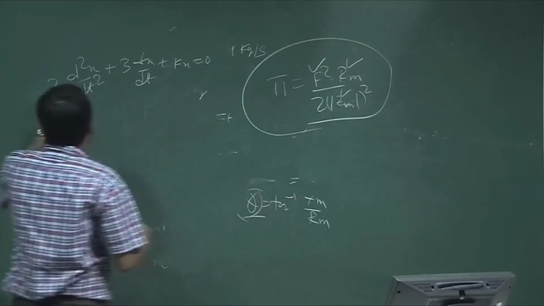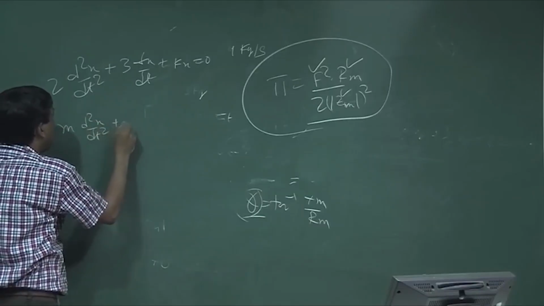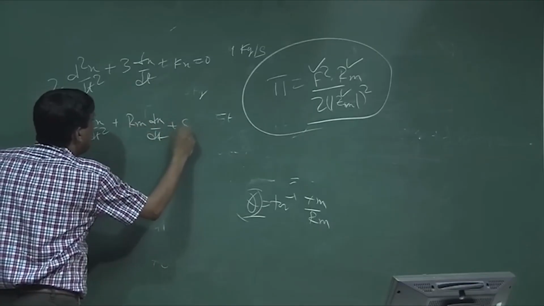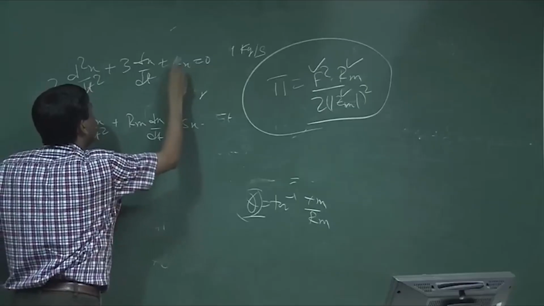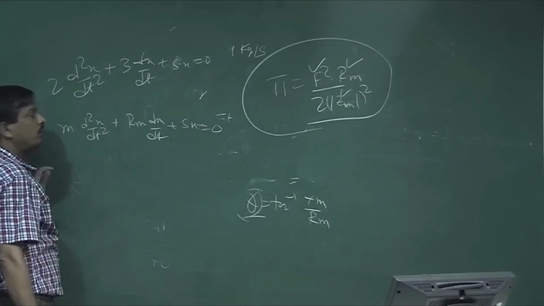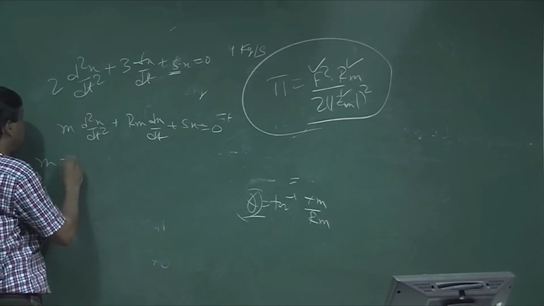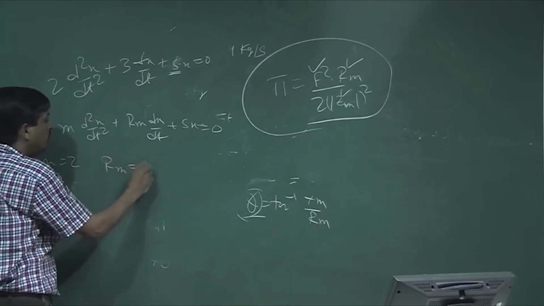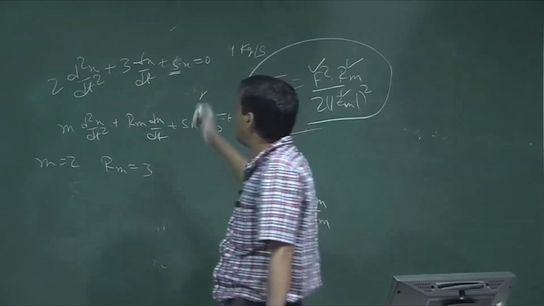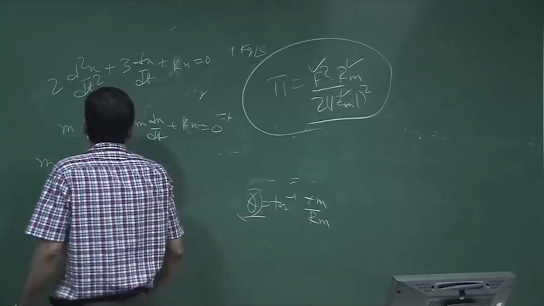If you know that it is m d2x by dt squared plus Rm dx by dt plus Sx, or K, whatever you write, equal to 0, this S value I do not know. So m is equal to 2, Rm is equal to 3. Find out the value of K or S. Let us write K here, the spring constant K. How do you find out the value of K?